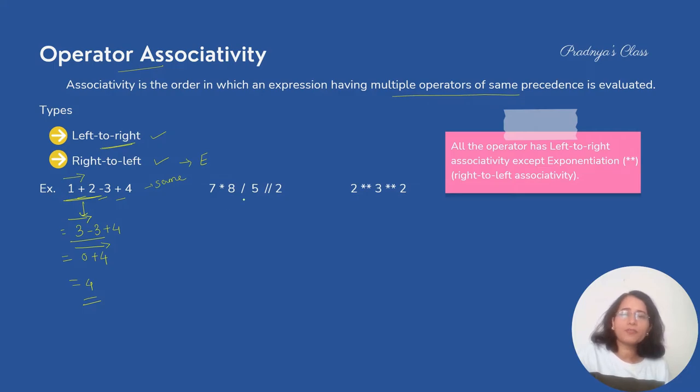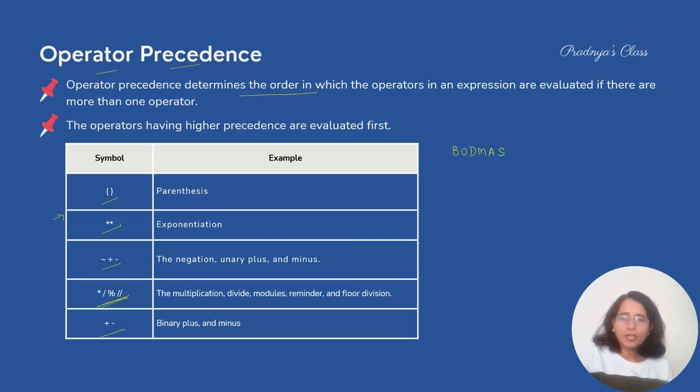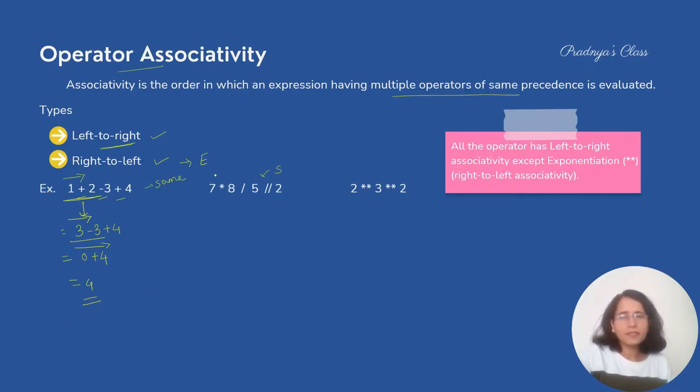Now let's check out one more example. According to this table, multiplication, division, modulo and floor division, all these operators are at the same precedence level. So these operators will get calculated from left to right. So first of all, we will multiply these two values. So we will get 56. So remaining is 5. This is floor division.